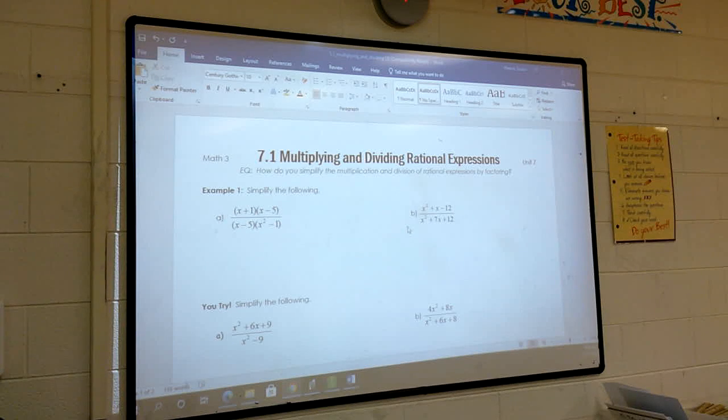So multiplying and dividing. 2 is adding and subtracting. 3 is solving equations. So you have to know how to multiply, divide, add, subtract before you can solve the equations. And then 4 is just graphing, which I think is pretty easy. So there are 4 sections.